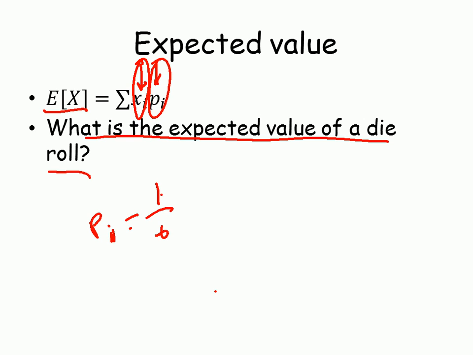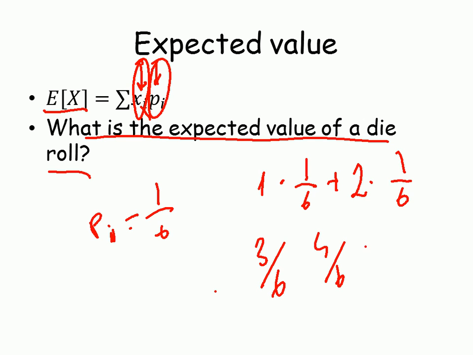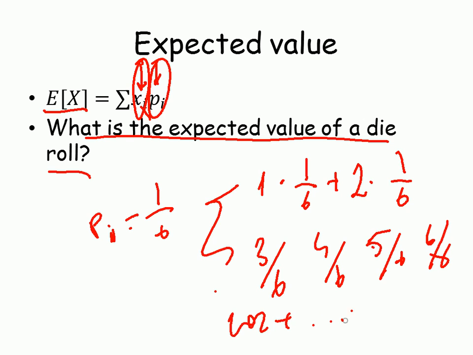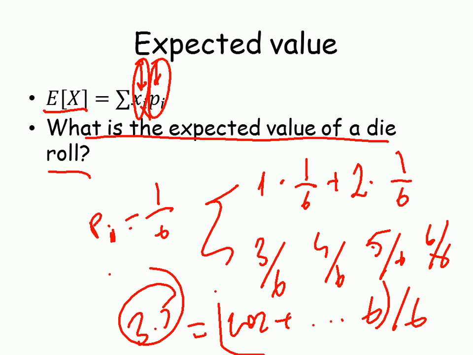So to find the expected value, you look at all possible options. So you can get a 1 with a probability of 1/6, plus you can get a 2 with a probability of 1/6. You can get a 3 with a probability of 1/6, 4, 5, and 6. So you add all of those up. So you have 1 plus 2 plus all the way to 6 divided by 6. And that is 7/2, 3.5. Okay. So the expected value of a die roll is 3.5.